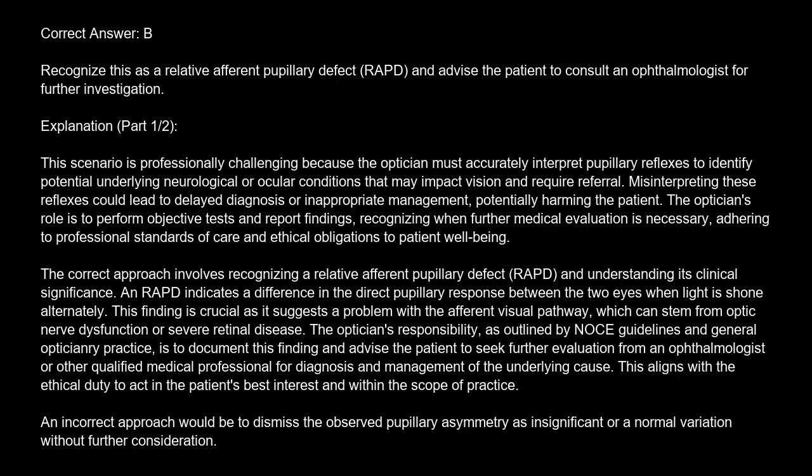The correct approach involves recognizing a relative afferent pupillary defect, RAPD, and understanding its clinical significance. And RAPD indicates a difference in the direct pupillary response between the two eyes when light is shone alternately. This finding is crucial as it suggests a problem with the afferent visual pathway, which can stem from optic nerve dysfunction or severe retinal disease.